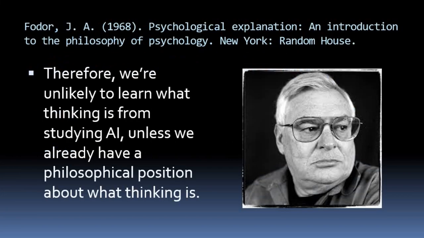So he says, therefore we're unlikely to learn what thinking is from studying AI unless we already have a philosophical position about what thinking is. So quite apart from applying the Turing test, doing the AI project in general, Fodor thinks, isn't going to tell us what intelligence is unless you can tell when the machine is intelligent. So we had this debate about, is Shaky intelligent? And you think, well, how do you decide? Either you have intuitions or you have a theory. It seems to be the range of options. And just having more and more examples doesn't necessarily make you better and better at deciding.